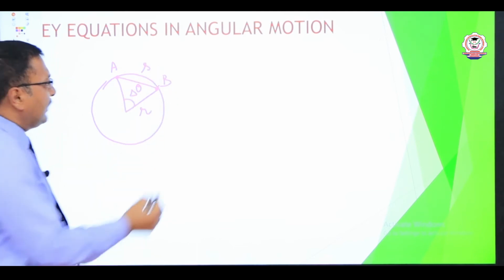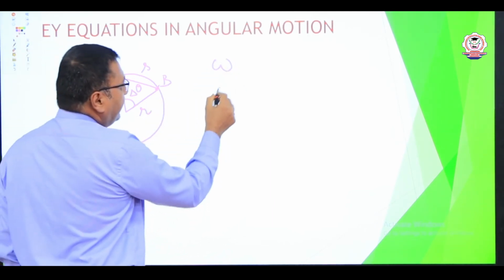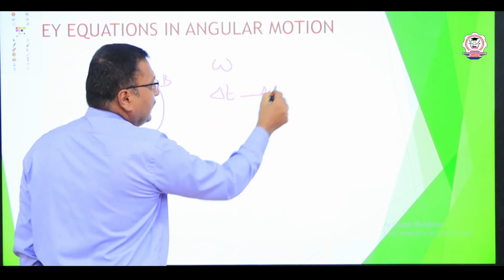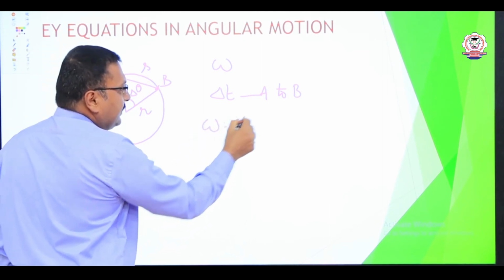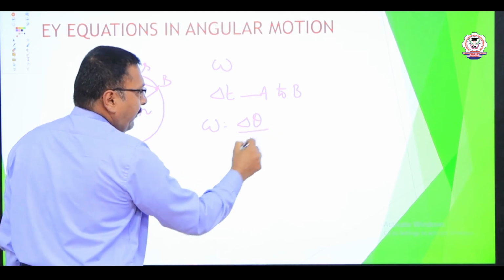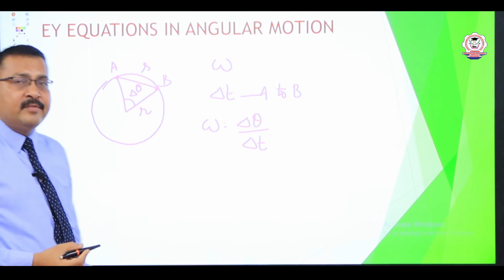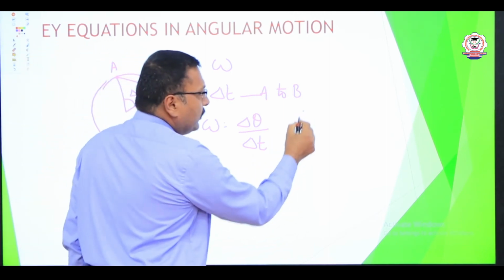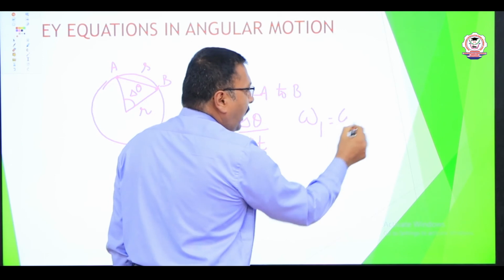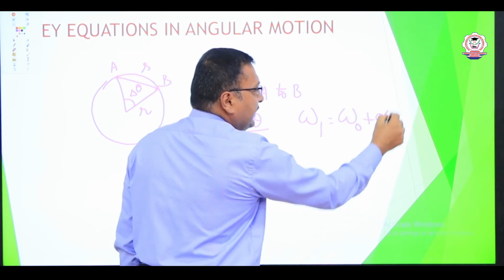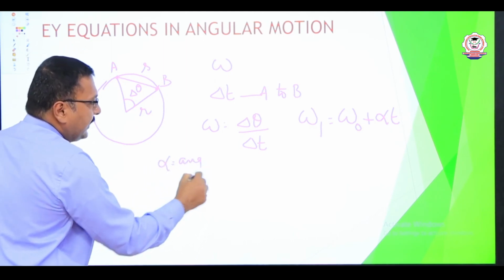So I am going to find out an expression for angular velocity, omega. It takes a time interval delta t to travel from A to B. You know very well that omega is nothing but change in angle to change in time. So this is my derivation for angular velocity. We are going to derive similarly the equations of angular motion. Omega, the final velocity, is equal to omega naught plus alpha t. In this case, what is alpha? Alpha is nothing but angular acceleration.